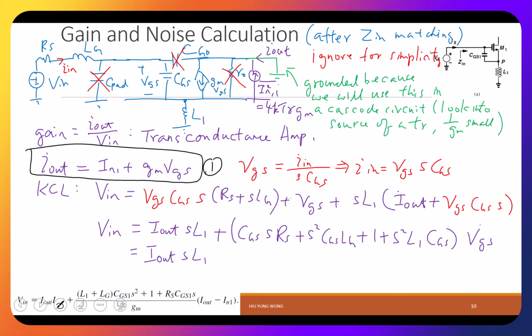And then I will just do some factorization. Because you see all these terms have sC_GS, sC_GS, sC_GS, I will just take out sC_GS, the whole thing. Then I have R_S, right? Plus s, here I take out sC_GS, I still have sL_G. Here I take out sC_GS, I still have sL_1. So this is just s(L_1 plus L_G).